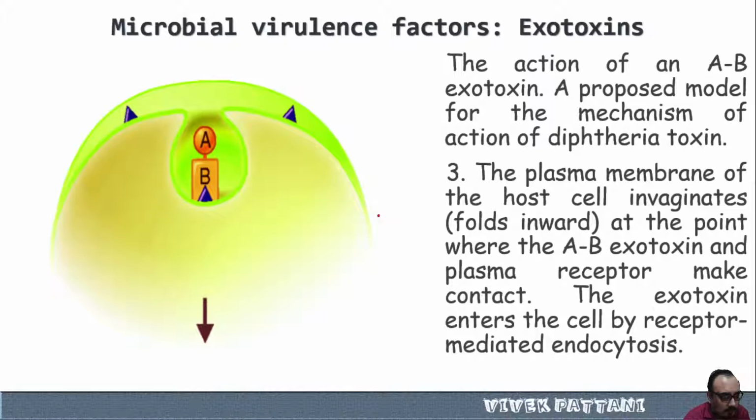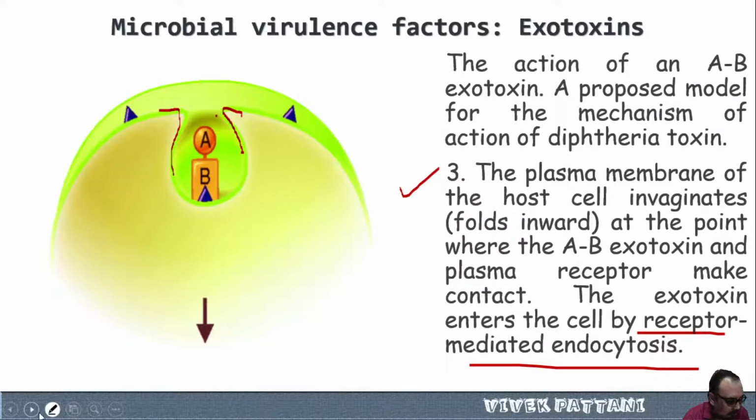Okay, the plasma membrane of the host cell invaginates, which basically you can see folds inward, at the point where the AB toxin and plasma receptor make contact, and the exotoxin enters the cell by receptor mediated endocytosis. It's a process of endocytosis where a receptor is basically used. In this case, the receptor will be on the plasma membrane.